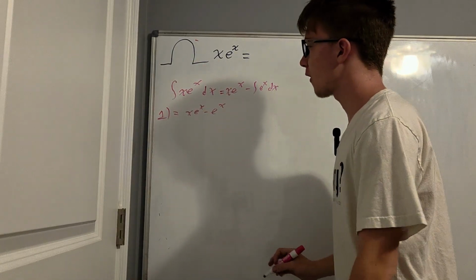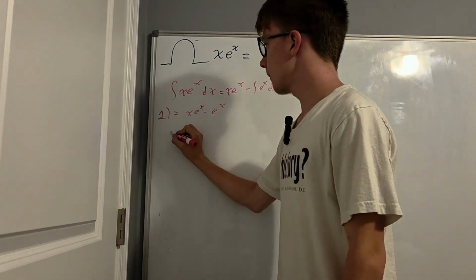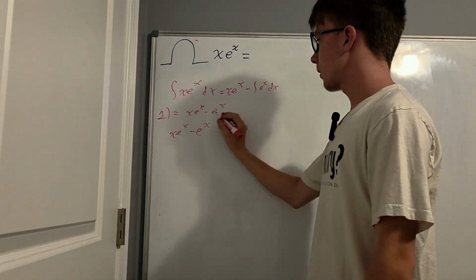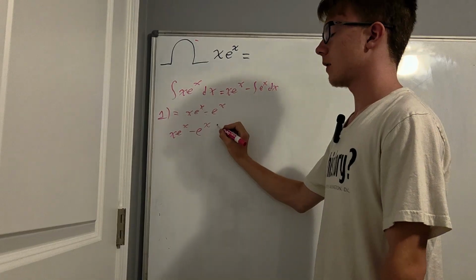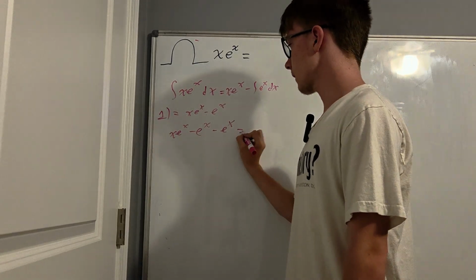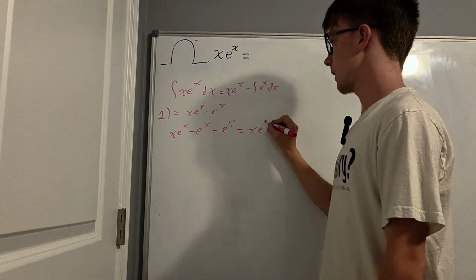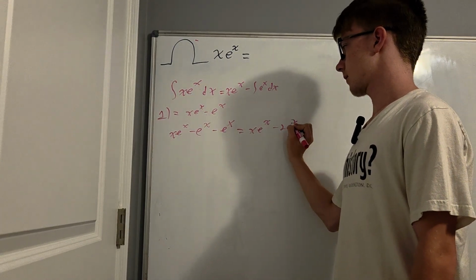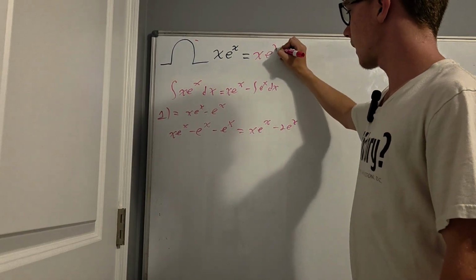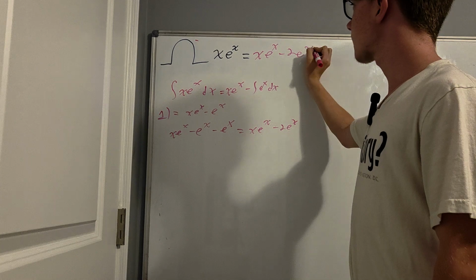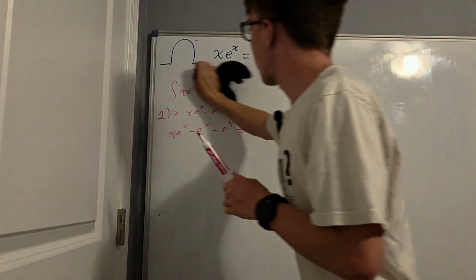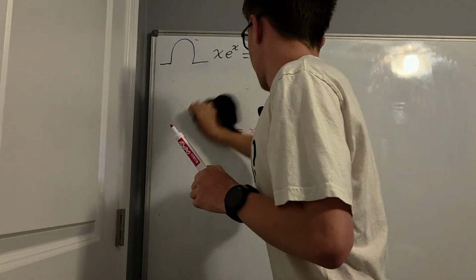Very similar to what it was before. Take it again, we get x e to the x minus e to the x. Right here, negative e to the x, the antiderivative of that is going to be e to the x. So that's going to be equal to x e to the x minus 2e to the x. Same thing here. Now we have x e to the x minus 2e to the x. Okay, so now I have that. I'm going to write both of them down, right?